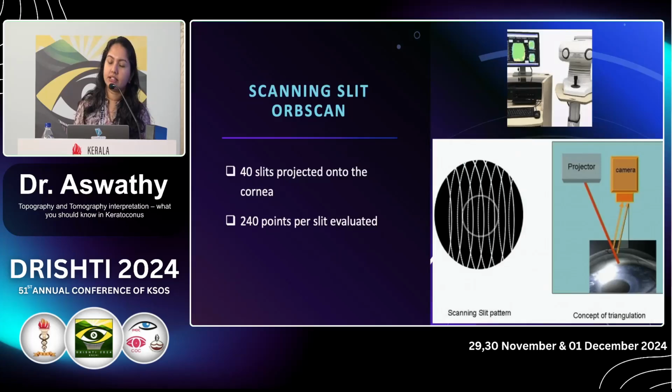Next is the scanning slit technology, which is utilized in the Orbscan. Here, around 40 slits, 20 from the nasal and 20 from the temporal sides, are projected onto the surface of the cornea, and on each slit, around 240 points are analyzed. So the whole of the cornea is analyzed this way.